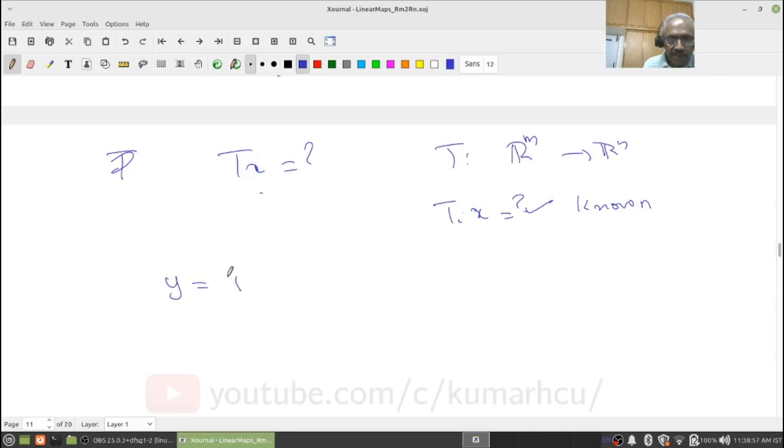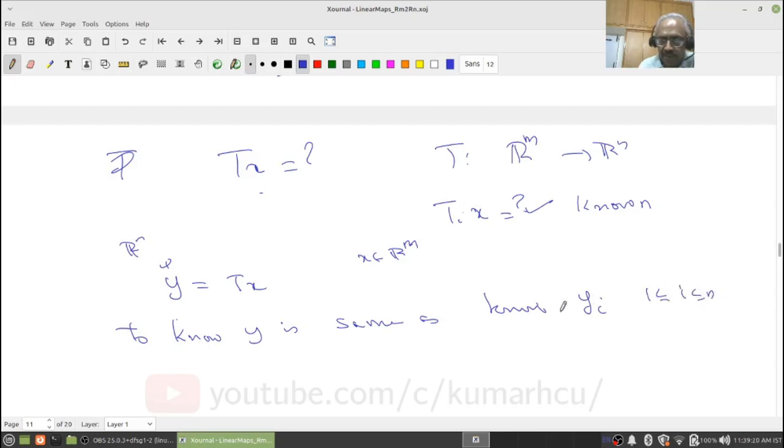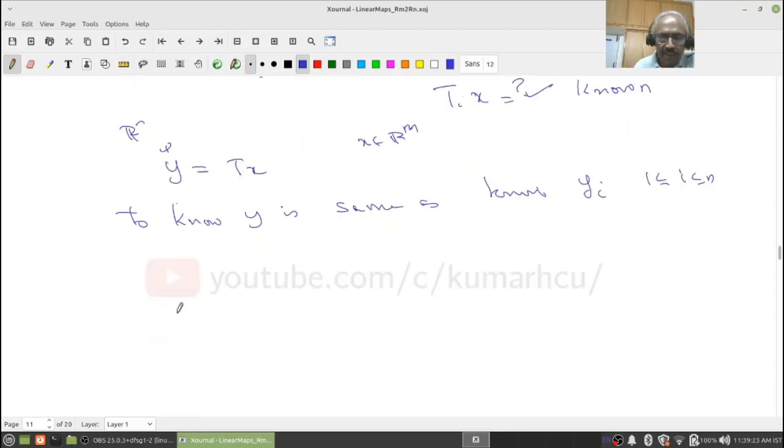Call Tx y, so this is a vector in Rn, and x is a vector in Rm, and T is a linear map from Rm to Rn, right? Now, so I know y. To know y is the same as knowing yi for 1 less than or equal to i less than or equal to n. That's the ith coordinate of y. You understand that? Yeah. But how do I know yi? Remember, yi is nothing other than the projection pi i of y. What is pi i? Pi i is the ith projection from Rn to R.